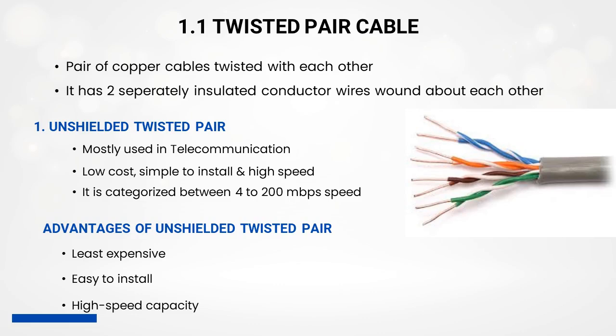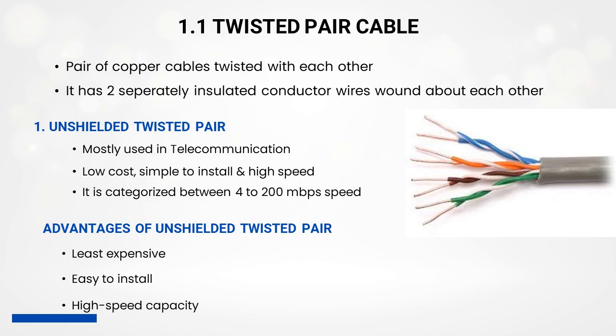Unshielded twisted pair is a type of twisted pair cable commonly used in telecommunication and networking. It's low cost, easy to install and supports high speed data transfer.